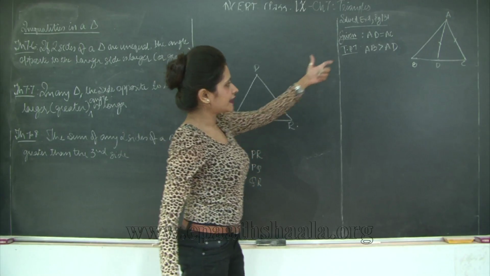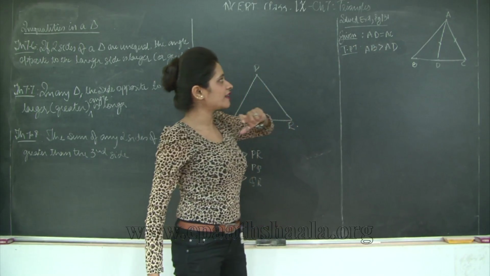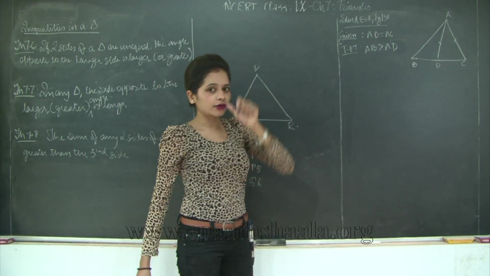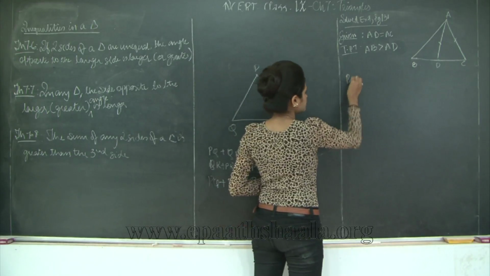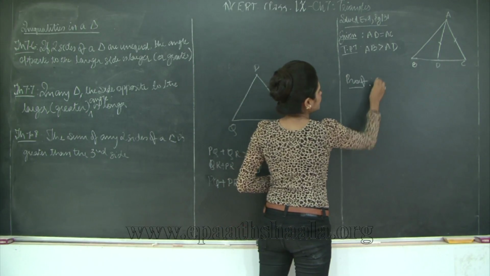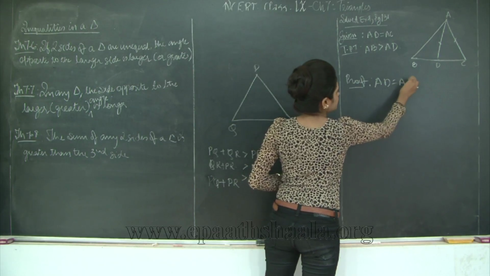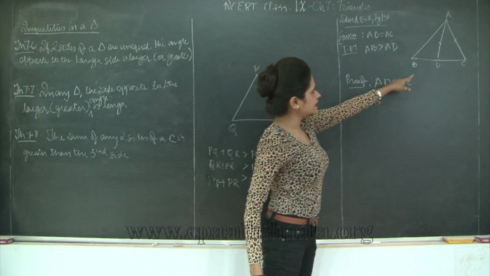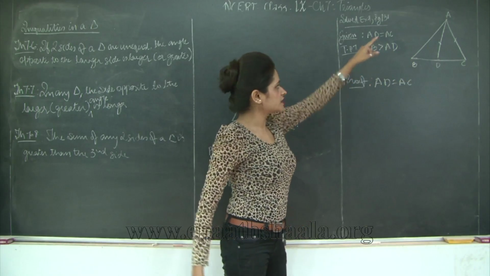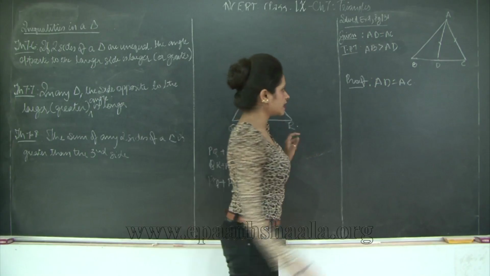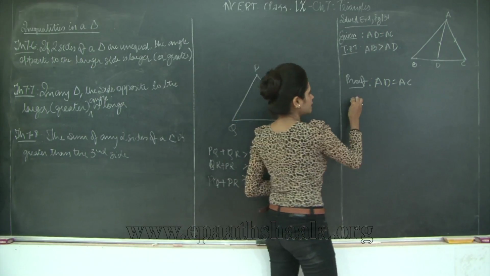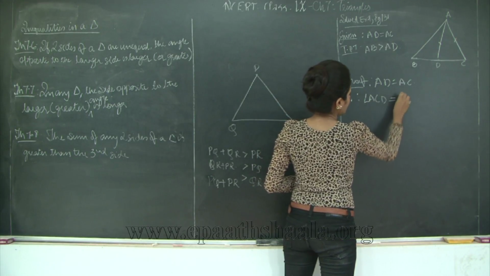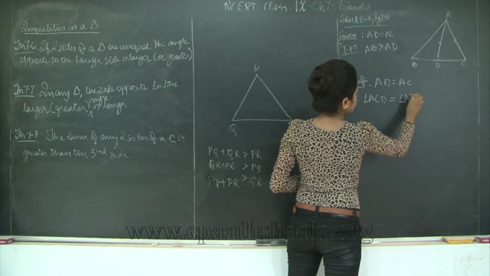I have been given that AD is equal to AC. I need to prove that side AB is greater than side AD. So how are we going to prove that? Let's see. We've been given that AD is equal to AC. Therefore, in triangle ADC, what can I say? That angle ACD is equal to angle ADC, because ADC is forming an isosceles triangle since AD is equal to AC.